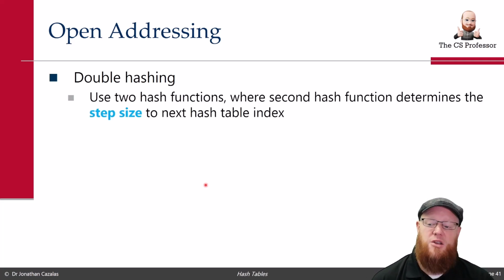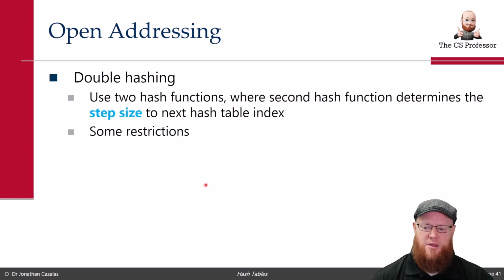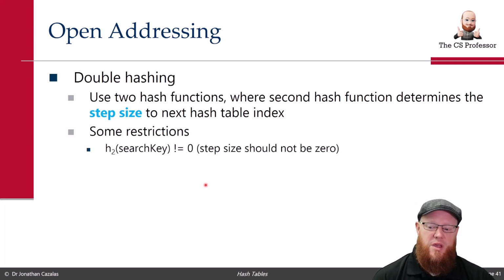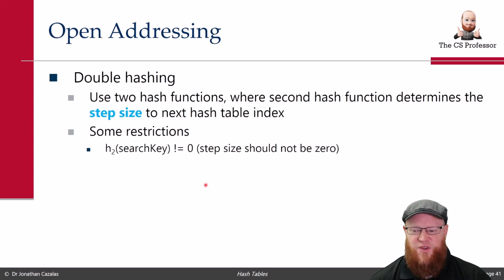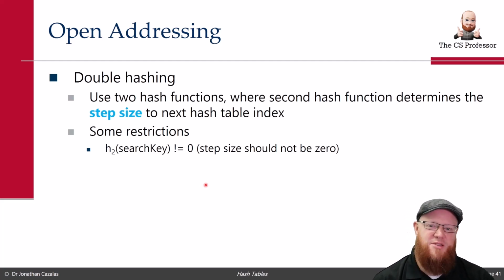And now we have double hashing, also easy. Here I'm going to tell you we use 2 hash functions. The first hash function works as we've already seen, determining your index into this hash table. But if you have a collision, we use the second hash function to do what? To determine our step size of the probing. So some restrictions, we need to make sure that that second hash function, when we put a search key into it, we can't get 0. That would be a disaster.